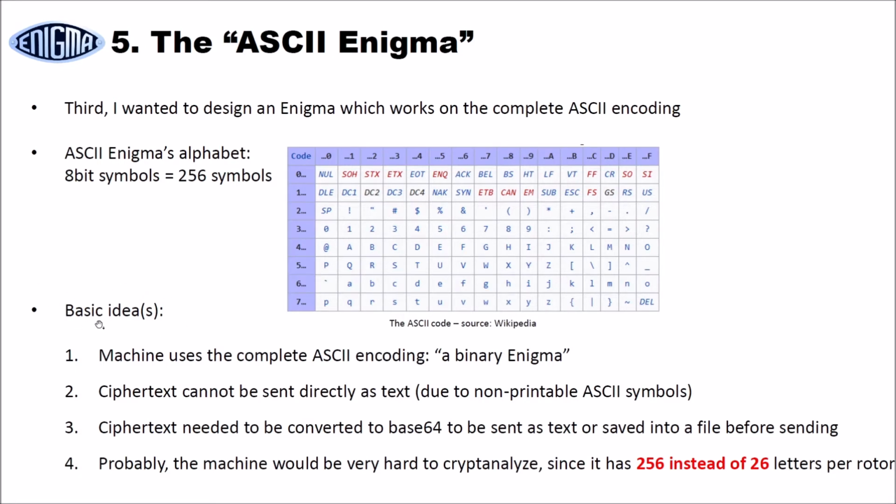And the basic idea was that the machine uses the complete ASCII encoding, as I said, a binary Enigma. Then the ciphertext cannot be sent directly as text, that's a problem, due to non-printable ASCII symbols. And that's why the ciphertext needs to be converted to base 64, for instance, to be sent as text, or saved into a binary file before sending. And probably this machine would be very, very hard to cryptanalyze since it has 256 instead of only 26 letters per rotor. This is the so-called ASCII Enigma.